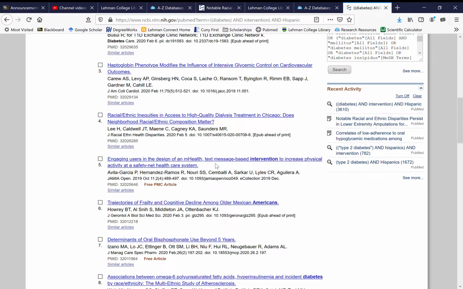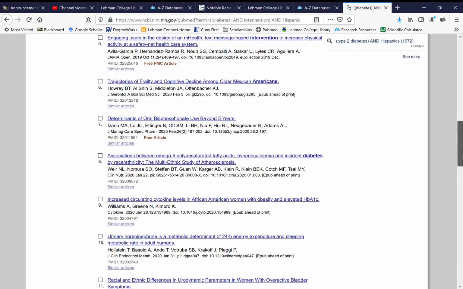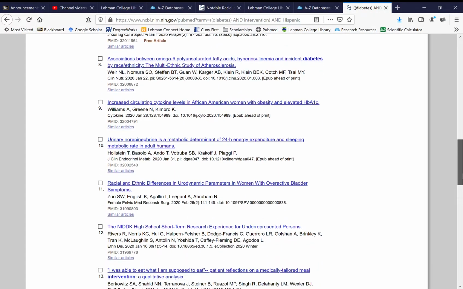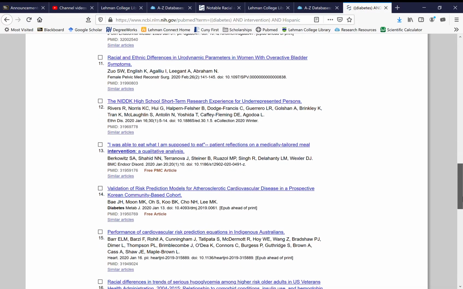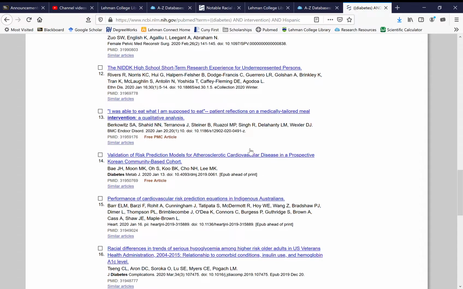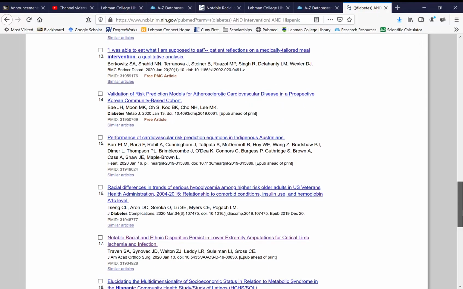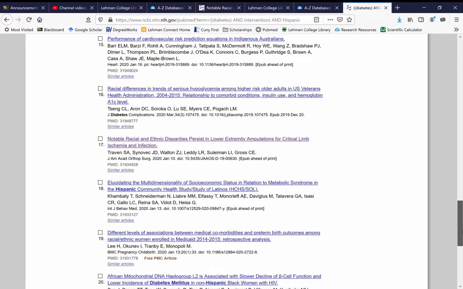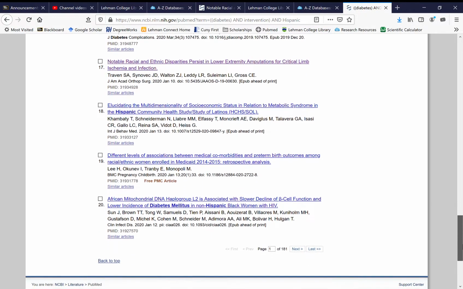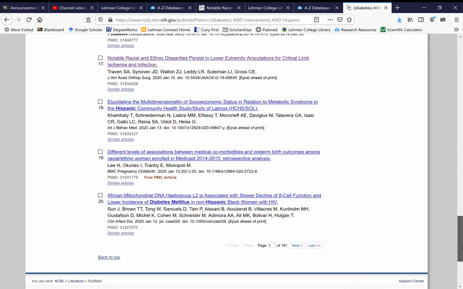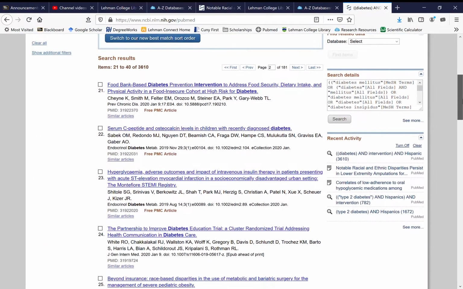Here I've got one that's text-based to increase physical activity. This is a food intervention. And you're just going to keep looking until you find your 5 articles. It's a minimum of 5 that are required. Food bank-based diabetes prevention intervention, food security. This is a great one.